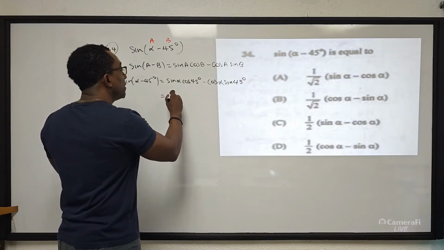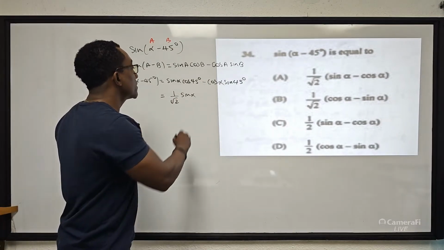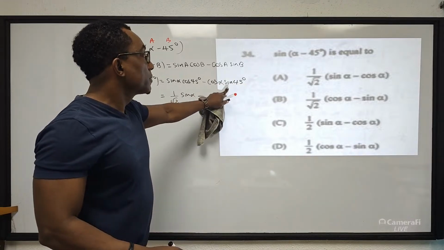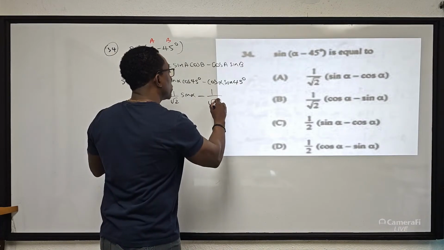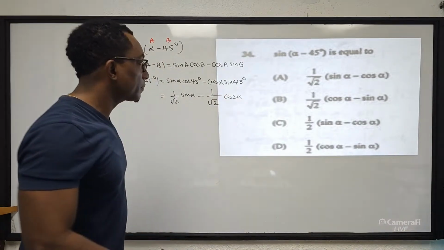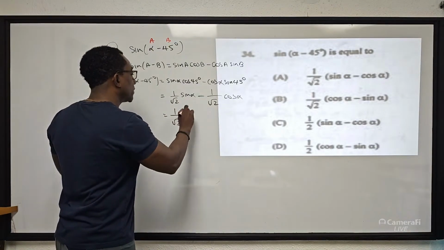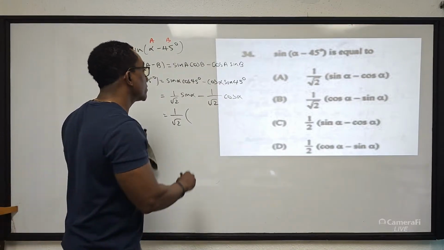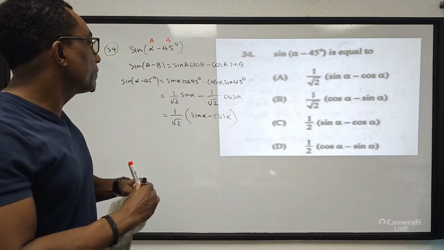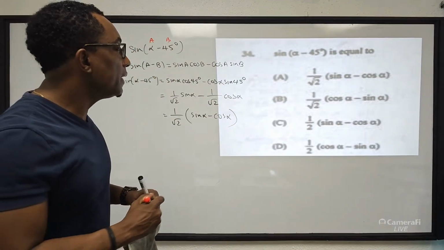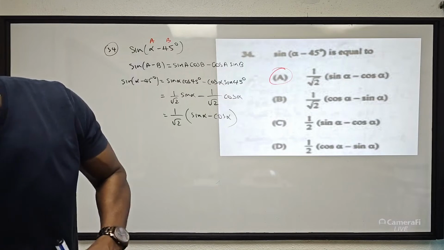So let's go with 1 over the square root of 2. This is sine alpha multiplied by 1 over the square root of 2, so I write 1 over the square root of 2 sine alpha minus sine 45, which is also 1 over the square root of 2, by cos alpha. That's 1 over the square root of 2 cos alpha. What we can do now is factorize, pulling out 1 over the square root of 2. When I divide it into each, I get sine alpha minus cos alpha. So the answer for question 34 is E.